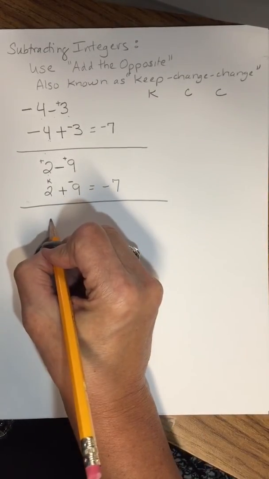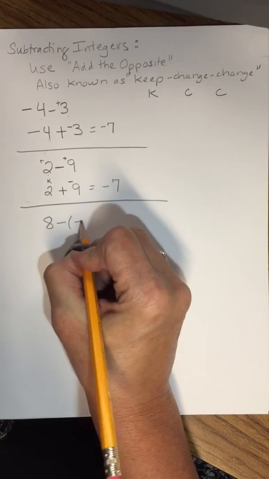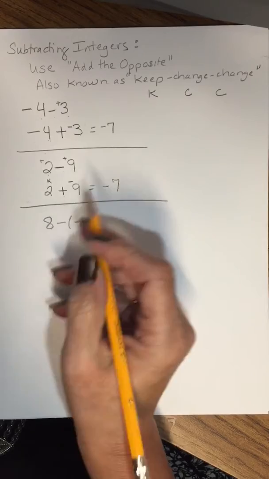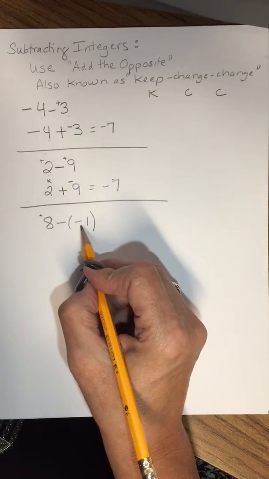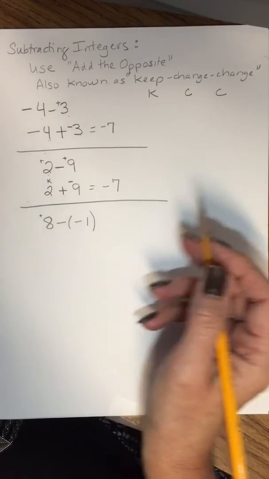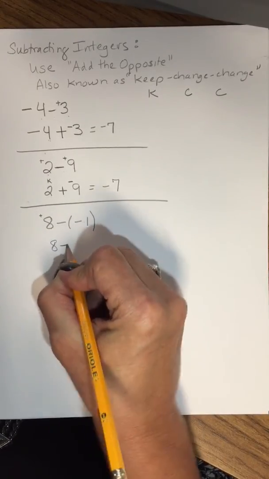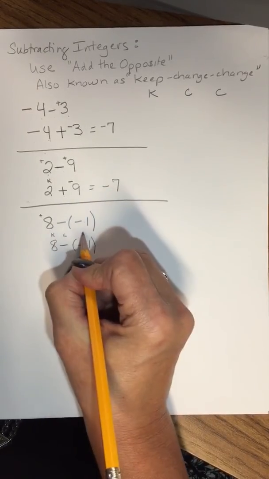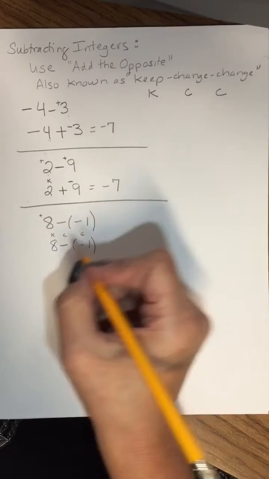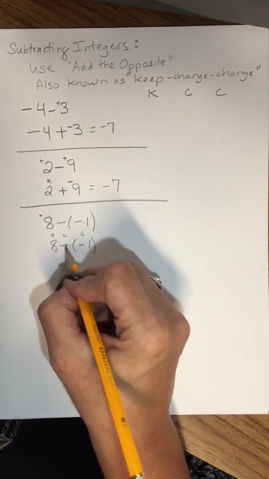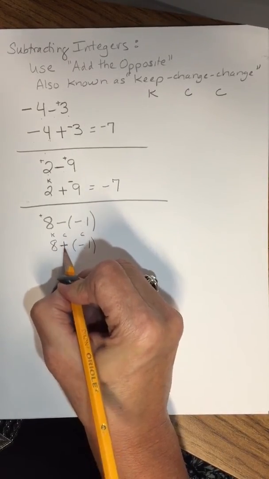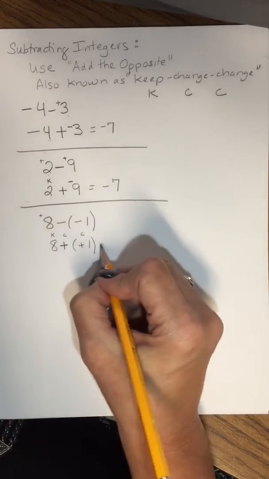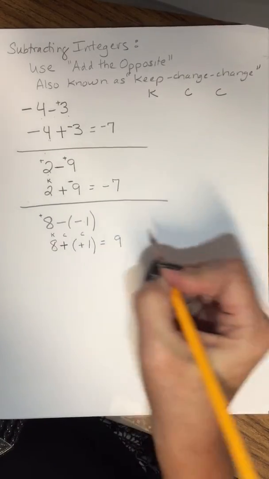Our third example is going to be 8 take away -1. Let's look at our 8. Is it positive or negative? It's positive. And how about our -1? Well, obviously it's negative. We rewrite the expression, and then we look at our keep, change, change. We keep the first number, don't change it at all. The operation gets changed to addition. The sign of the second number gets changed as well. So we have 8 plus 1 equals 9.